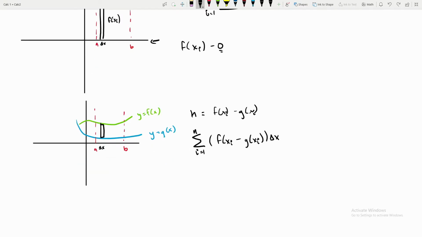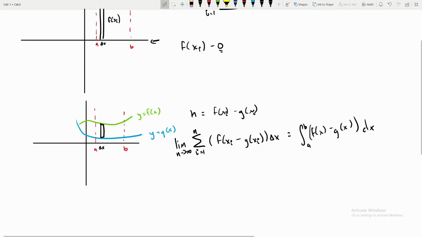Now, if we were to use this Riemann sum to write an integral, we would have the limit, because we want there to be as many rectangles as possible. This would equal the integral from a to b of f of x minus g of x, all with respect to x. So this is the integral that we're going to use to calculate the area in between two curves.